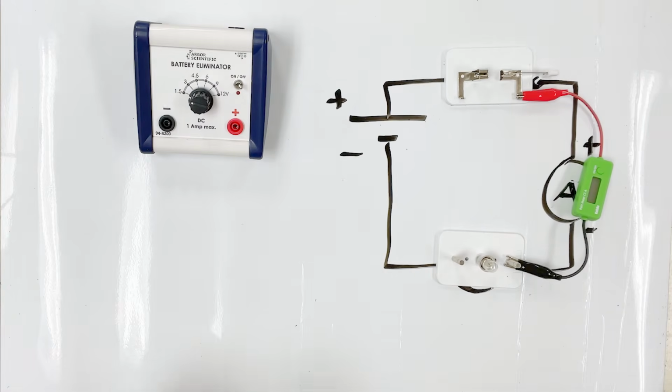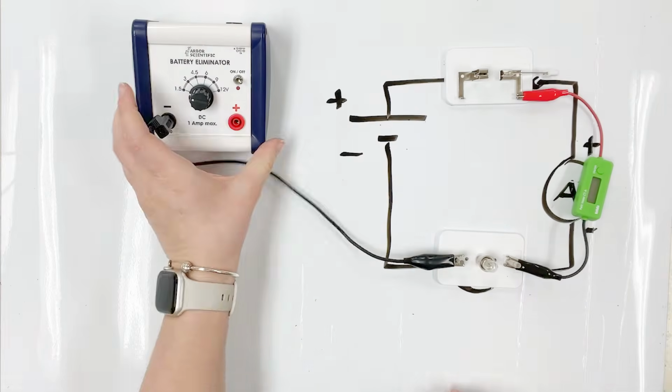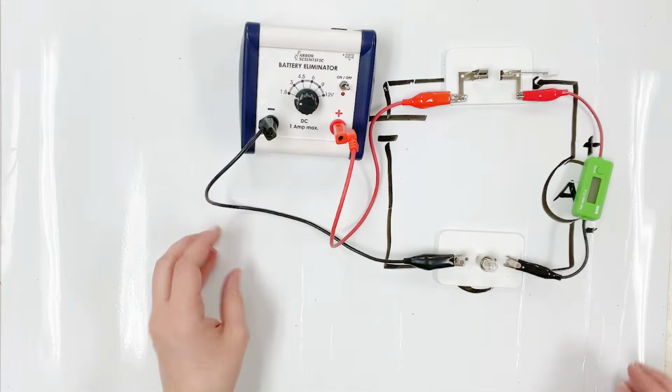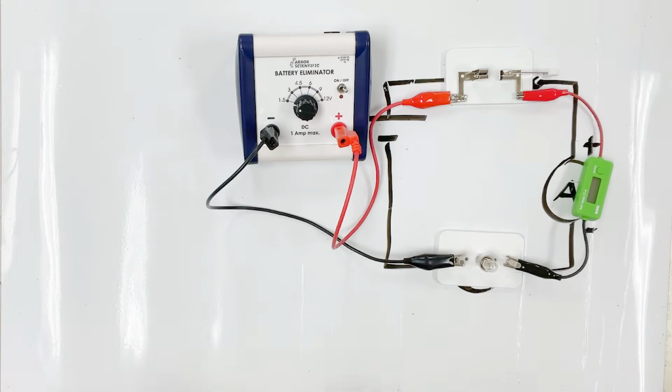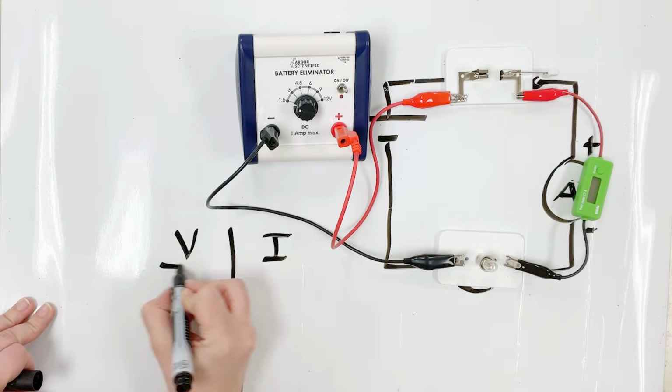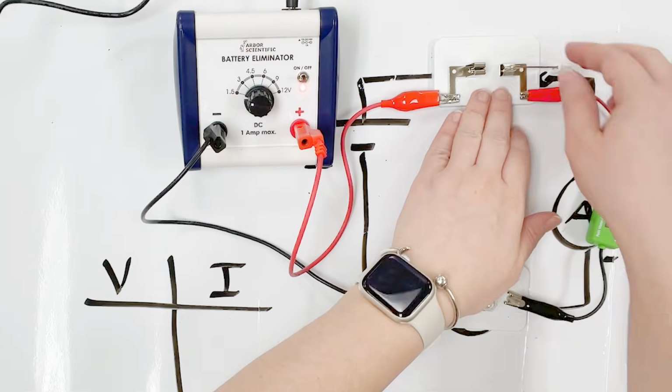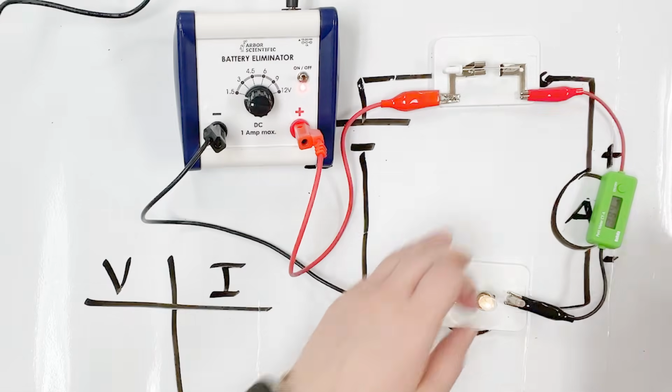an ammeter. Using a variable power supply like Arbor Scientific's Battery Eliminator, this allows students to quickly change the voltage while keeping the circuit the same. Students start at a low voltage, like 1.5 volts, and gradually increase it.